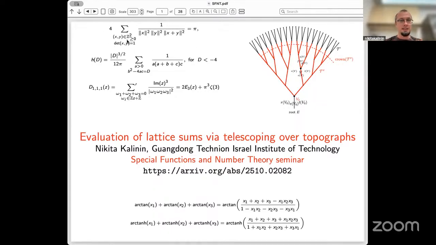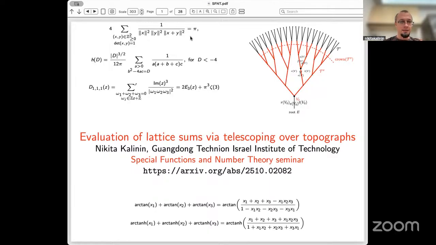Okay, and the content is mostly the formula on the top of it. We take a sum over all pairs of vectors in the first quadrant, such that the determinant is 1, and then you take 1 divided by the length of x, y, and x plus y squared, multiply by 4, and you have pi. So I enjoy this formula very much. Basically, all the content of this talk is grown from this formula, with some generalizations, explanations, and so on.